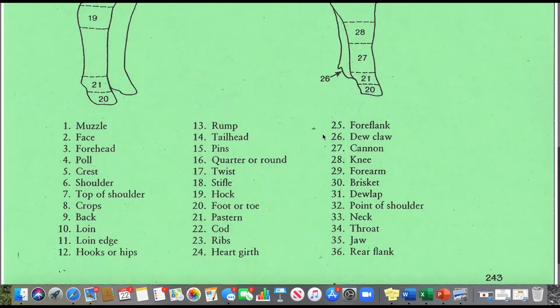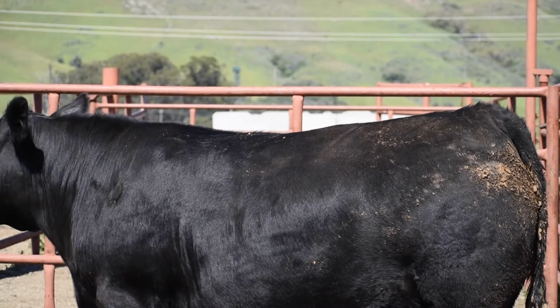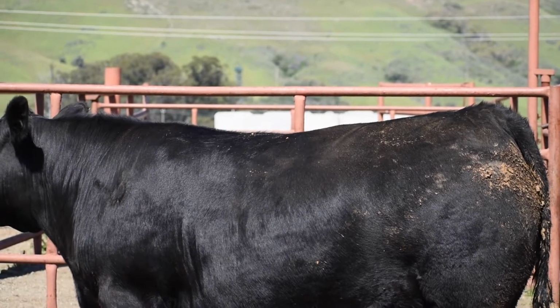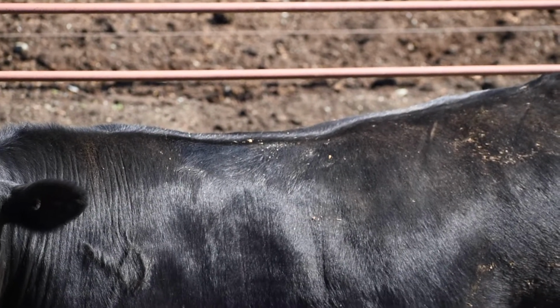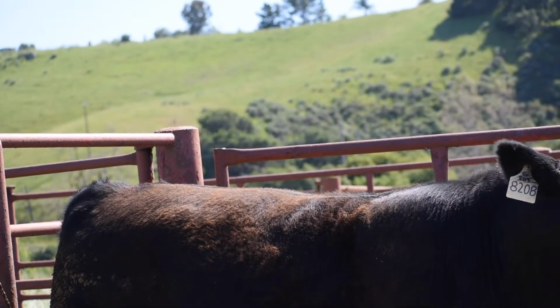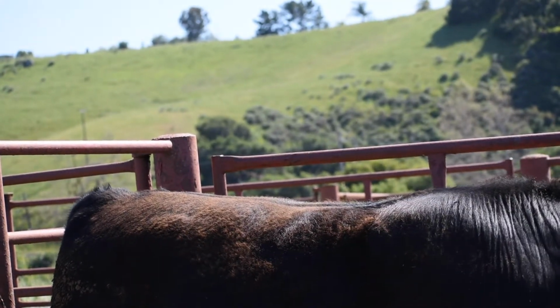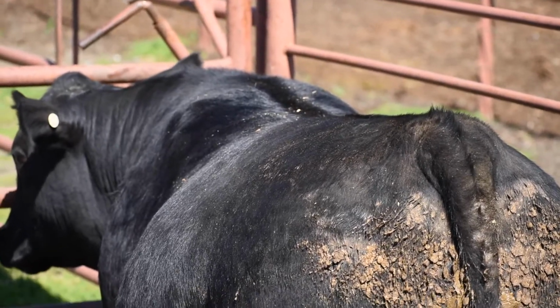And so whenever I talk about the loin and the top line, that would indicate one of the most expensive cuts of meat in a beef animal is the loin. And so we really want to evaluate the muscle shape, the muscle expressiveness along the top line, because that would be an indication of actual value from a beef quality standpoint.